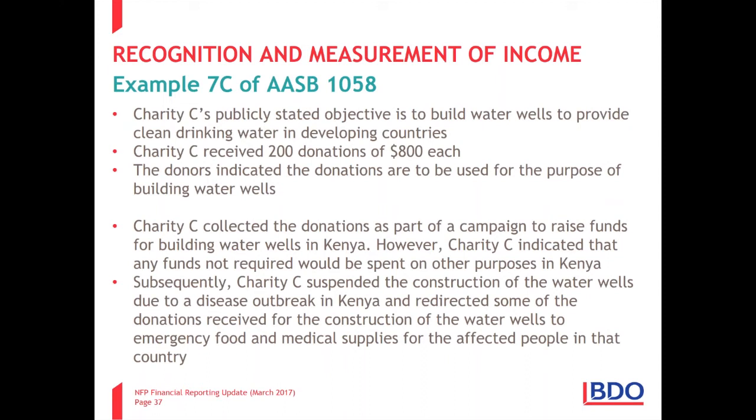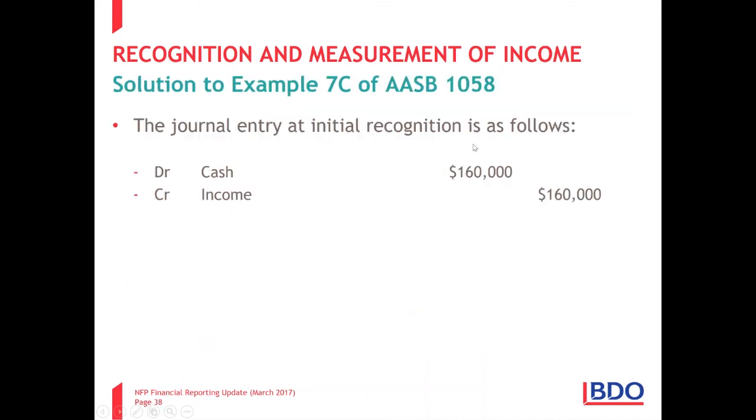Continuing on that example, what if again, we received a donation, but now if we look at the last two bullet points, Charity C collects donations as part of a campaign to raise funds for building water wells in Kenya. However, Charity C indicated that any funds not required would be spent on other purposes in Kenya. So when you give money, yes, we want to build water wells, but sometimes we could do other things as well. Subsequently, they decide that we're not going to build water wells because there's been a disease outbreak and we're actually going to spend the money on emergency food and medical supplies.